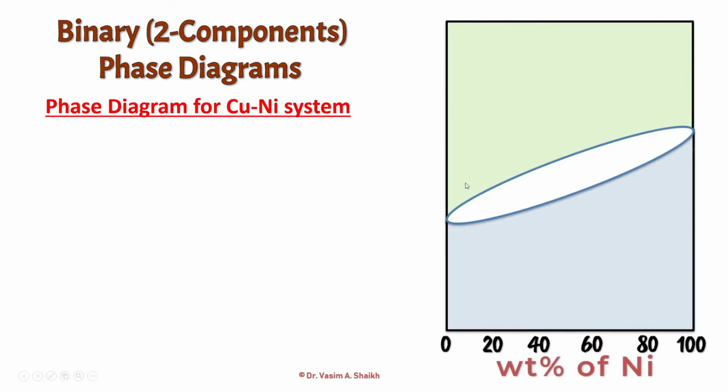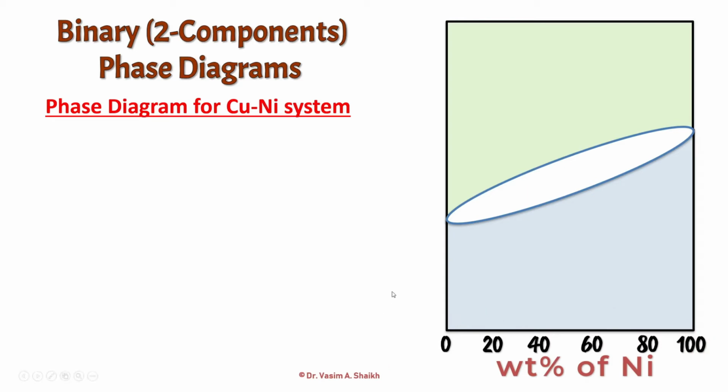Here on the x-axis you can see we have the composition, in terms of weight percent of nickel. It is starting from 0, 20, 40, 60, 80 and 100. As you increase the weight percent of nickel, the weight percent of copper is decreasing. So here we have 100% copper, and here we have 100% nickel.